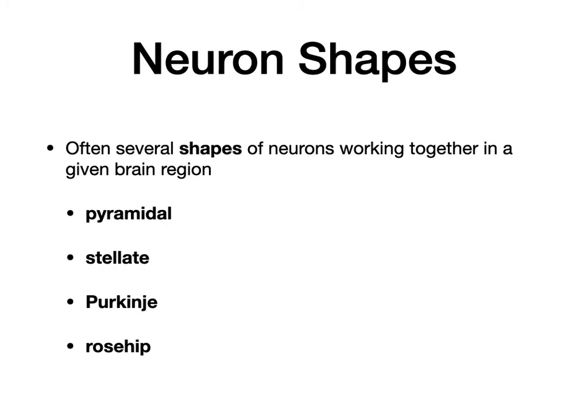So there's pyramidal, there's stellate, there's Purkinje, and there's rosehip. Let's look at a pyramidal cell.